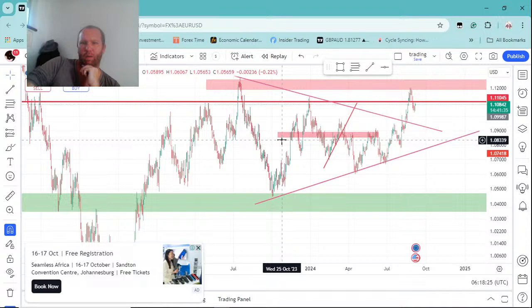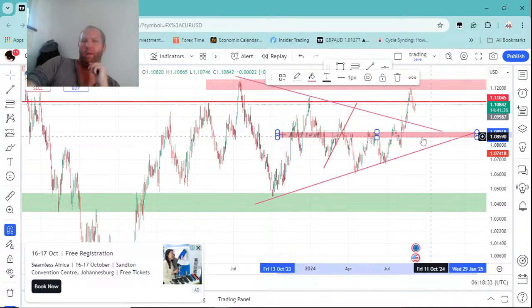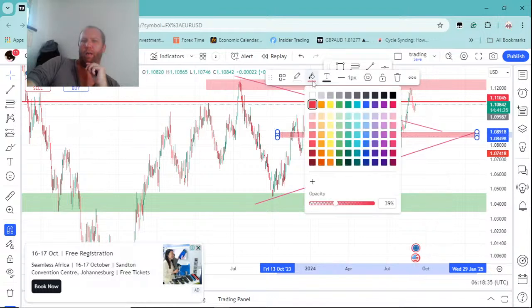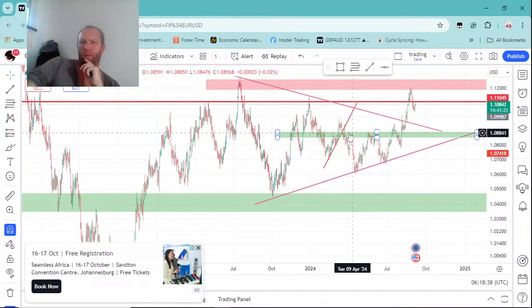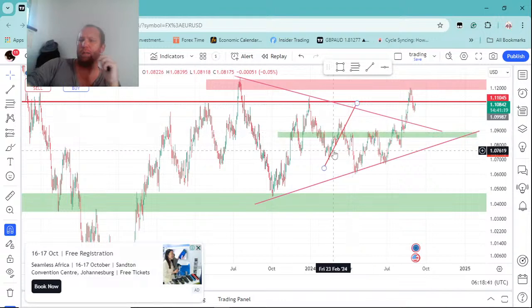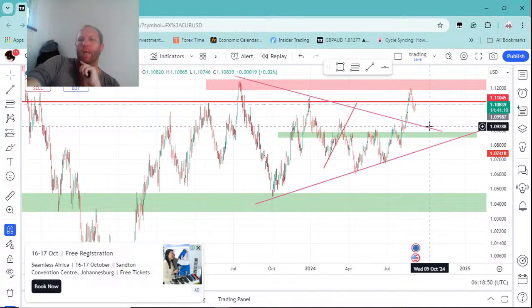There we go. So we might see a breakdown to this level over here, to this little bit of support and resistance. This is a level of support and resistance. As you can see, it's been tested a couple of times, so it might break all the way back down to this level over here, and that's what I'm hoping for and expecting.